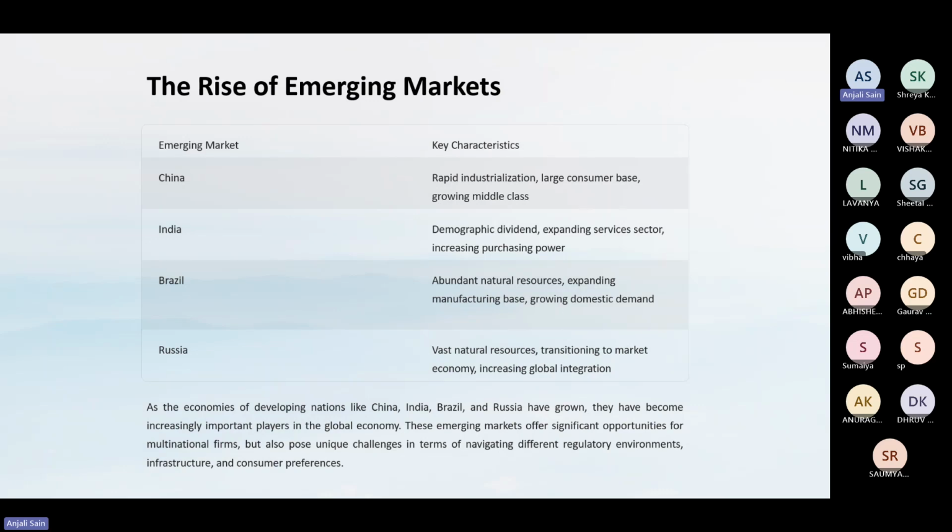Why are we discussing these emerging markets? Because these markets are more pertinent for international business, because they are now growing. So businesses are more attracted to establish their business in these countries. These emerging markets offer significant opportunities for multinational firms, but also pose unique challenges in terms of navigating different regulatory environments, infrastructure, and consumer preferences.